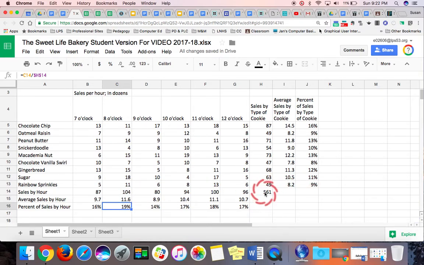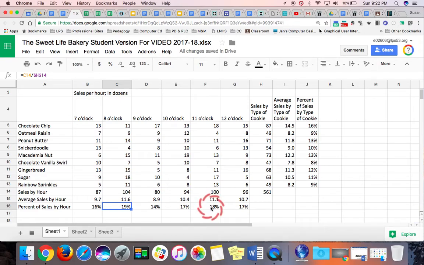So on this one, what's very important is that your denominator has to stay as an absolute cell reference. That total number of cookies sold has to be absolute. So it's going to be $H$14 on that one. Again, that one's going to be =C14/$H$14. And then you're going to make that a percent using the percent key and get rid of your decimal places. Then you do that for the rest of the hours as well.